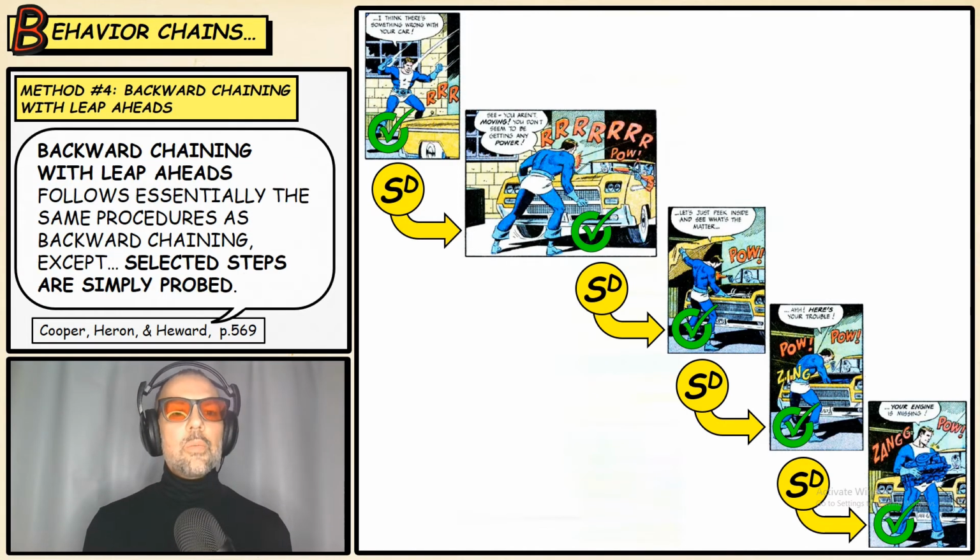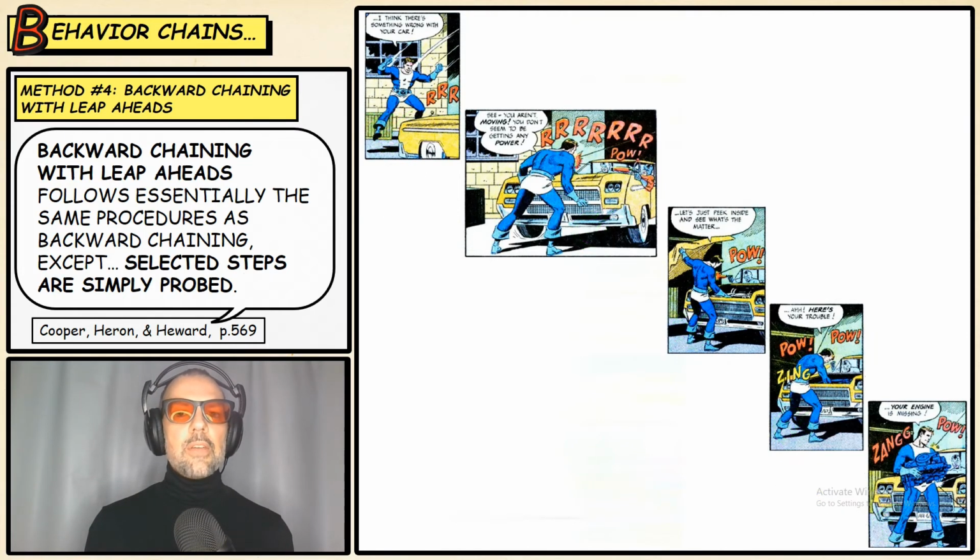This is backward chaining with leap aheads. Backward chaining with leap aheads follows essentially the same procedures as backward chaining, except selected steps are simply probed. So instead of training every single step, you can probe to see if a learner can actually perform some of these behaviors in this behavior chain.